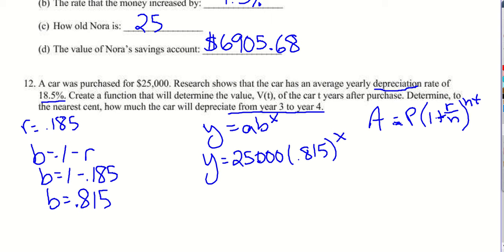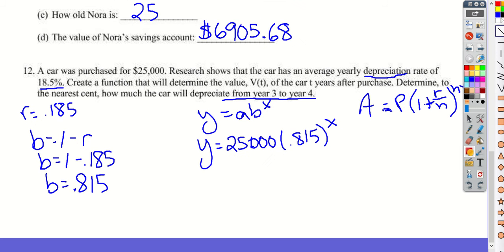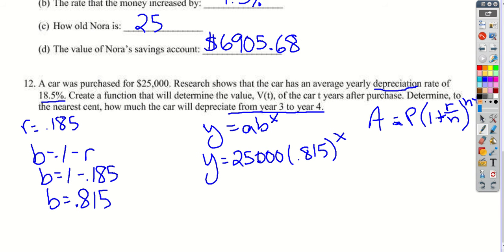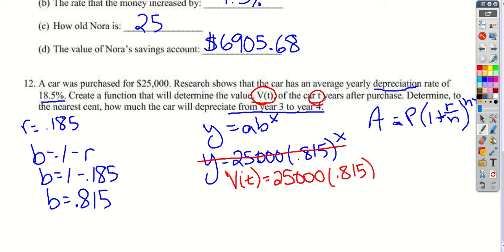So here's my formula, okay? And then now you got to be careful because in the question, you can see right now, I'm making an error. It says v of t. So I know that instead of writing y, I need to write v of t where y is. So 25,000 times 0.815 to the t. That is the equation I need to write here.